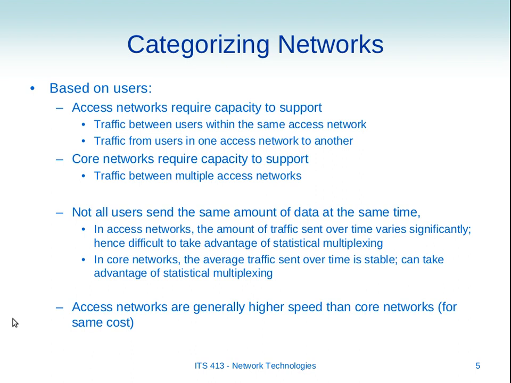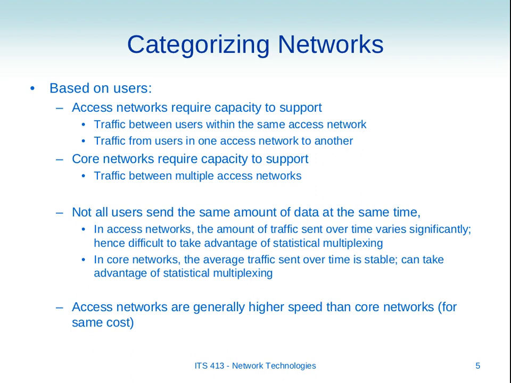They have different requirements of what the users need in access and core networks. Inside an access network, we need to support the traffic. We need to have enough capacity to support the traffic between the users within the same access network, as well as from users in one access network to another. Think of SIT. Say SIT, at least this campus, is one access network. The capacity of the network must be sufficient to allow everyone within SIT to communicate with each other. I want to access the internal web server or a database server where I can see the information about students. That's internal communications to SIT inside the access network. But also, we want to access resources outside of SIT, out on the internet. So the capacity of the network needs to be sufficient to support both internal traffic and traffic going outside of the network.